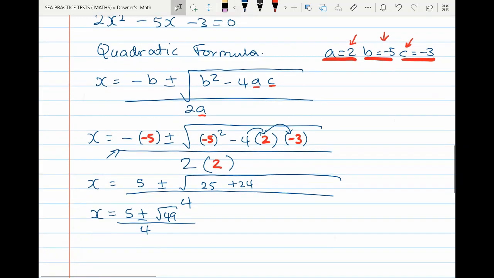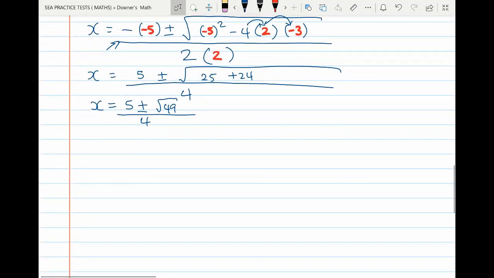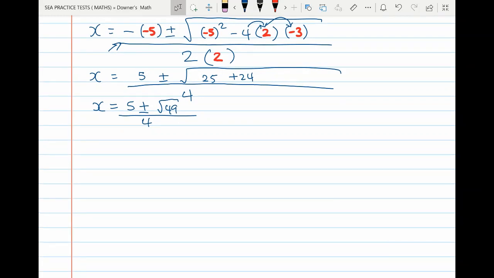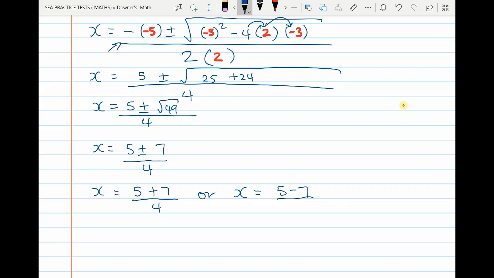So let's shift up a bit, and let's continue. So X therefore is going to be equal to 5 plus or minus the square root of 49, which is 7, over 4. So that means that X is going to be equal to 5 plus 7 over 4, or the other possibility is X is going to be equal to 5 minus 7 over 4. So you have two possibilities.